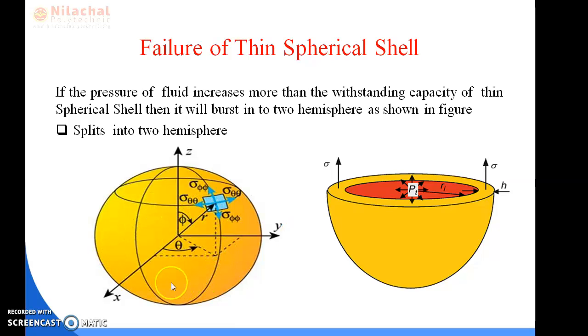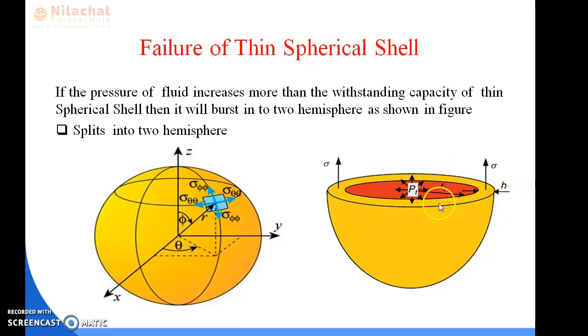This is the original shape of the sphere. Now it is a three-dimensional figure. The pressure will be acting along the three directions of the sphere, that is, along the radius of the sphere. If the pressure of fluid increases, then the sphere will be converted into two hemispheres as shown in the figure. There is one half hemisphere of the sphere.